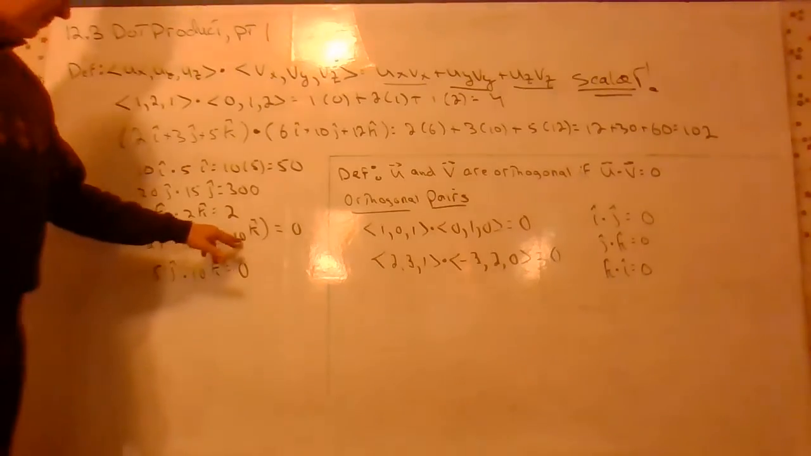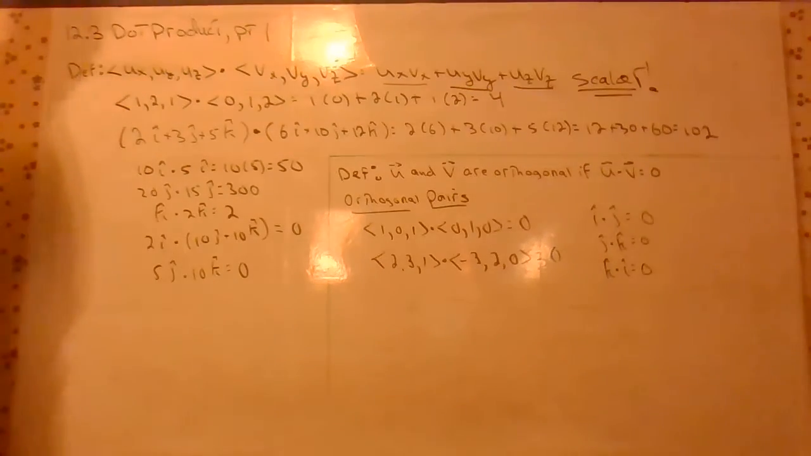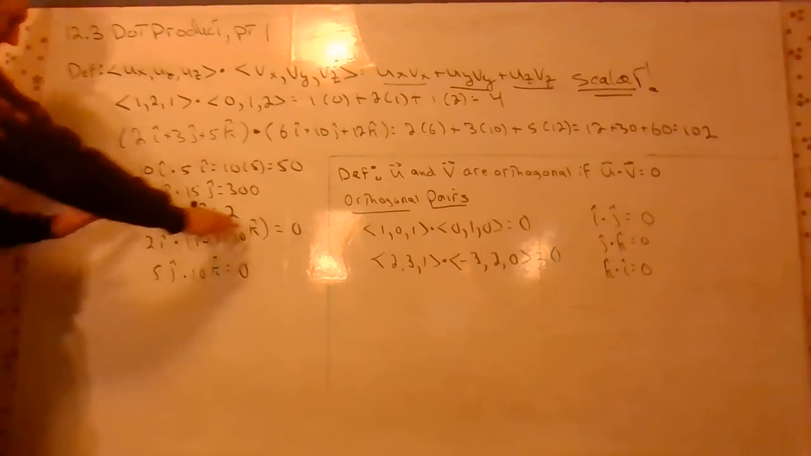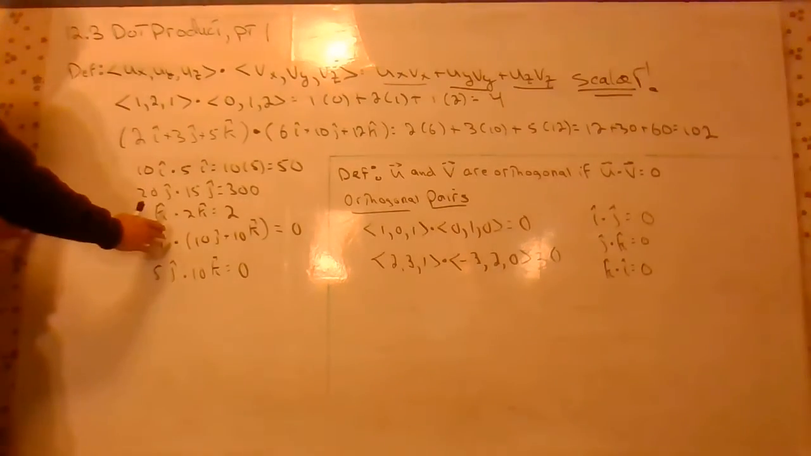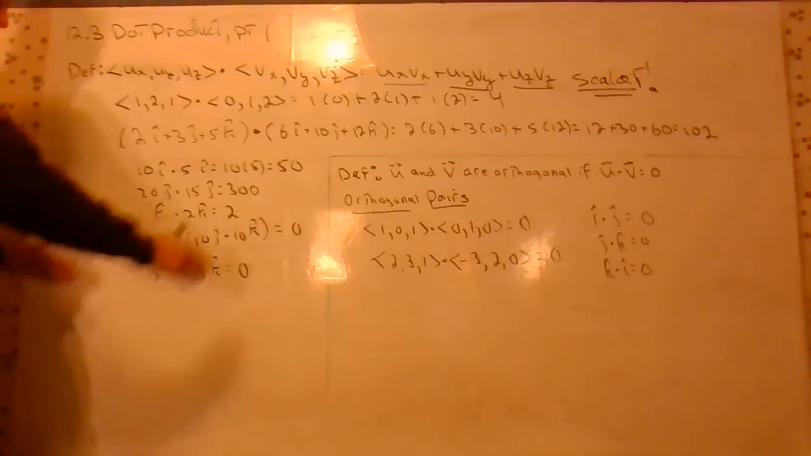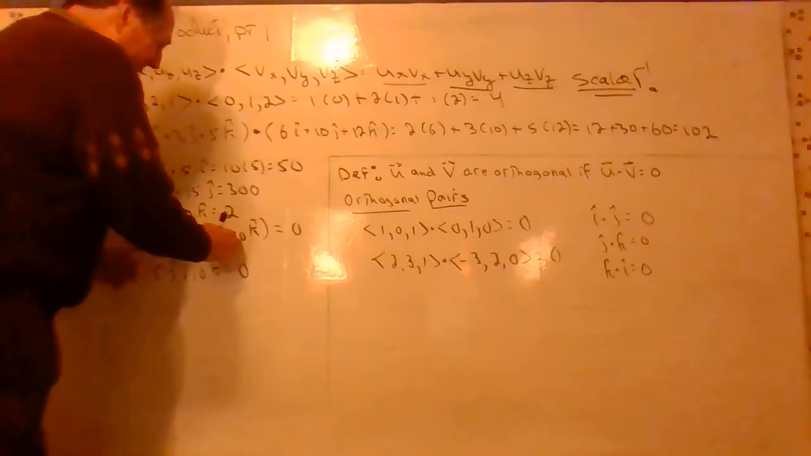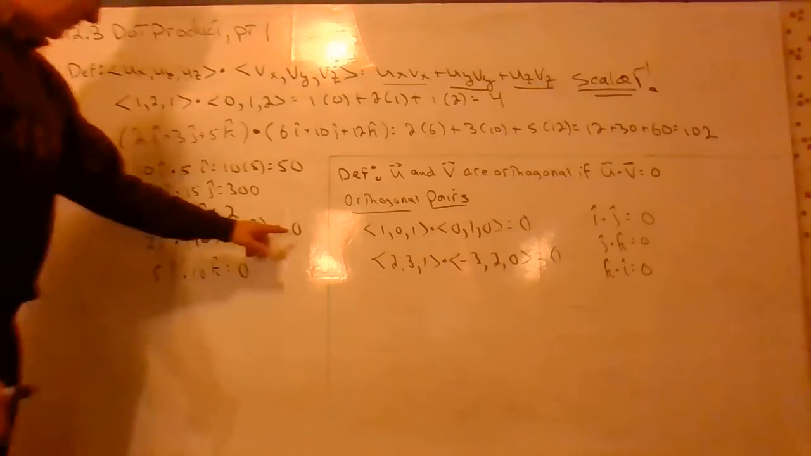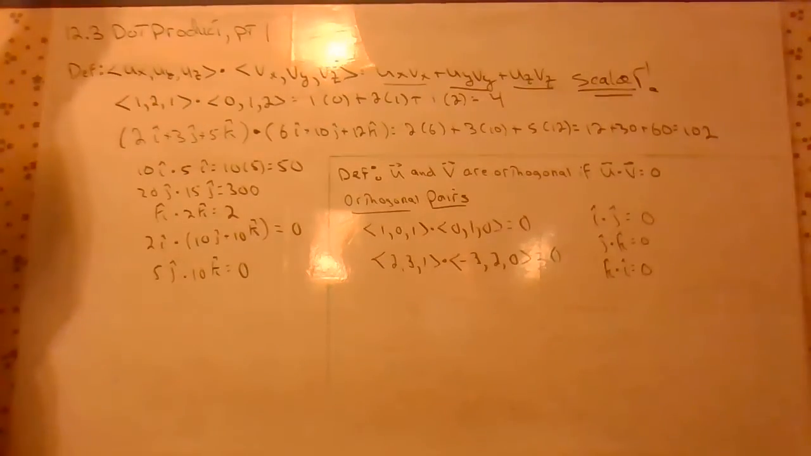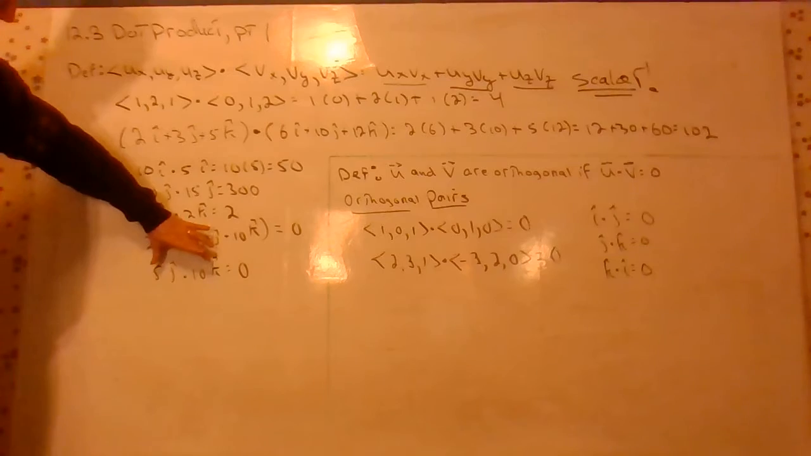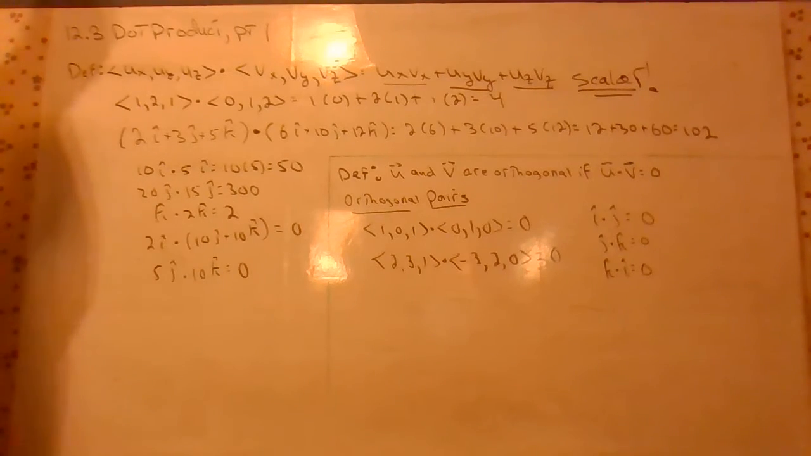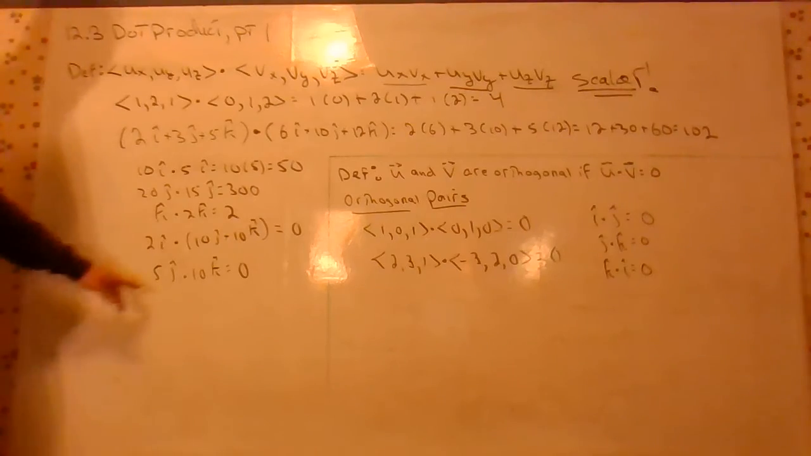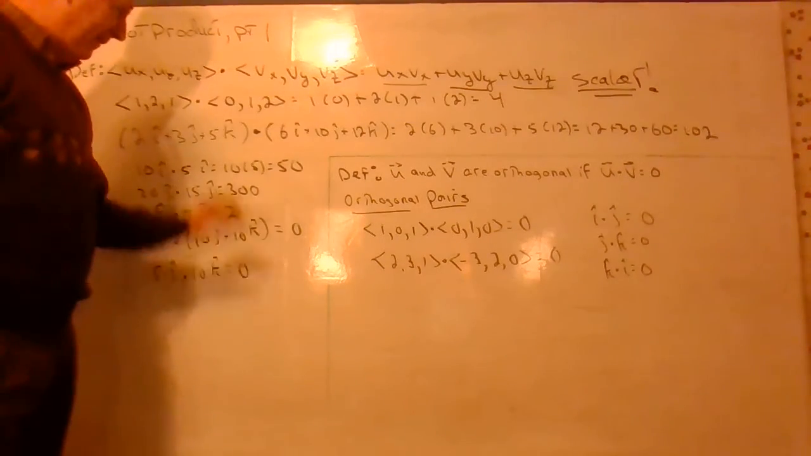2i dot (10j + 10k) is 0. If you want to think of these as a whole vector times a whole vector, 2i plus 0j plus 0k dot 0i plus 10j plus 10k, we end up with three zeros added together, which gives us 0. You can just remember that when you have vectors with only one component, if the components don't match up, you get 0. 5j dot 10k is 0.